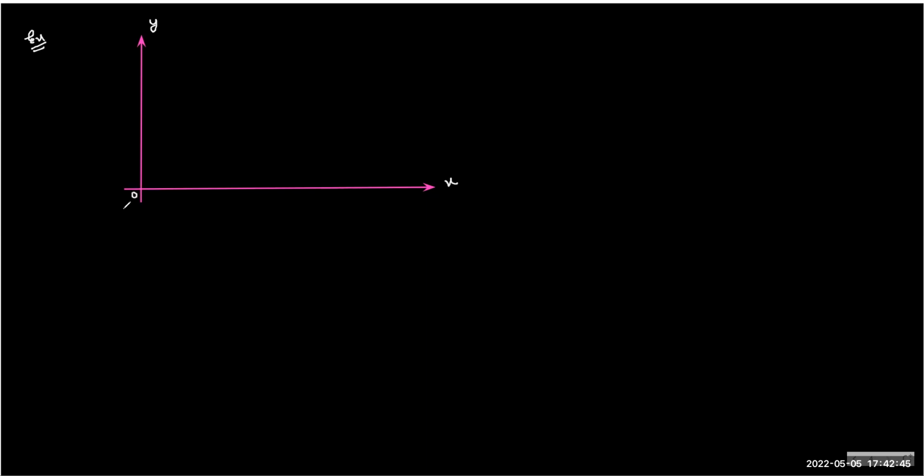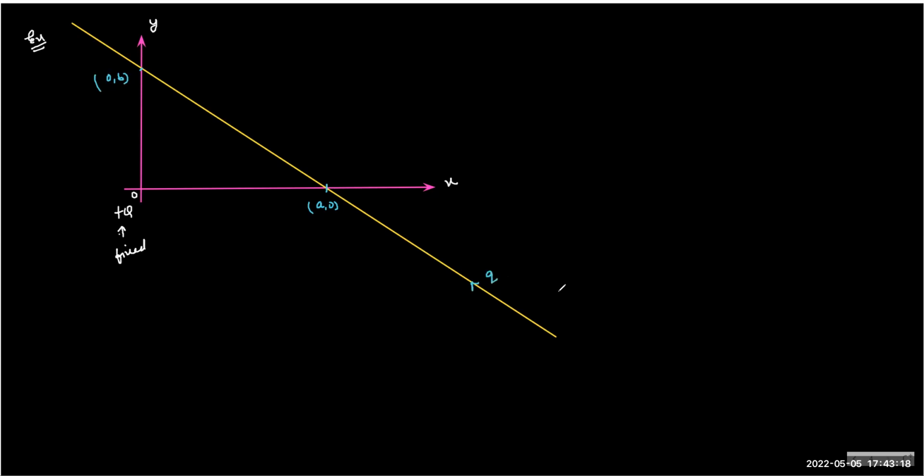Now imagine we have a situation like this. We have an XY plane, and the origin is a place at which we have a fixed charge Q. And there is a line on which a charged particle is moving. The line cuts the x-axis at a comma 0 and passes through 0 comma b, and this charge is moving this way. That's called Q.